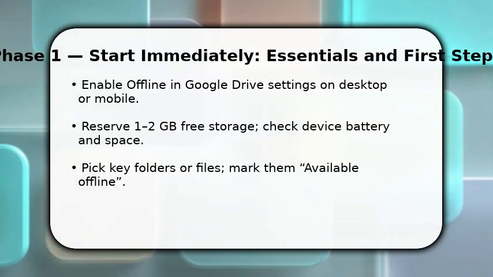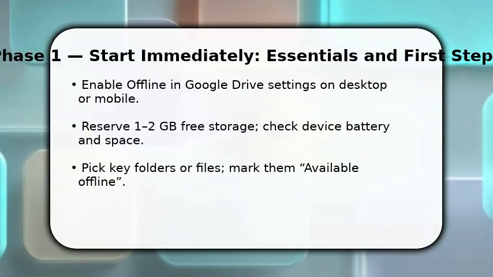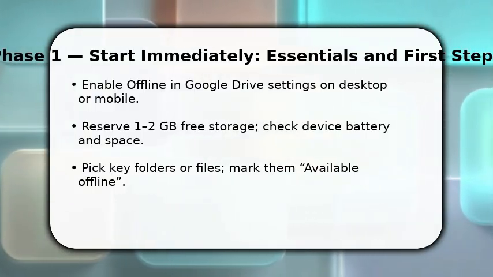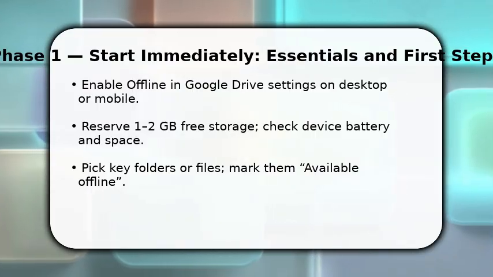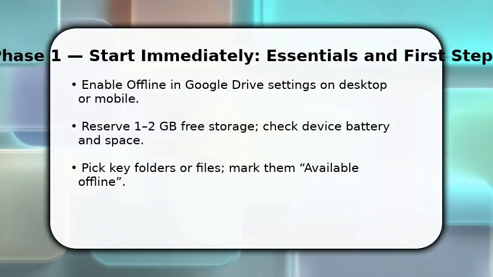You start by enabling offline access in Google Drive, open settings and toggle offline on. Make sure you have enough free space, close background apps, and plug power if needed. Next, choose the folders and files you'll need. Mark each as available offline on mobile or right-click on desktop.